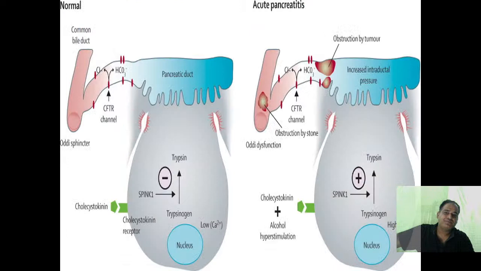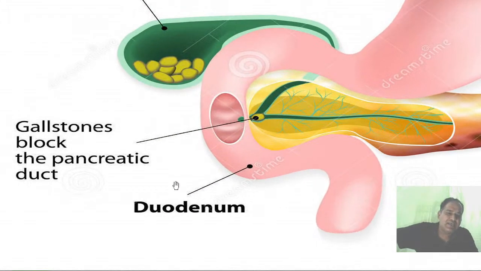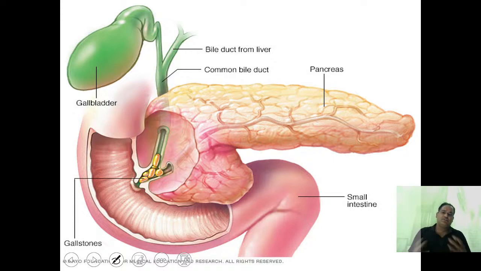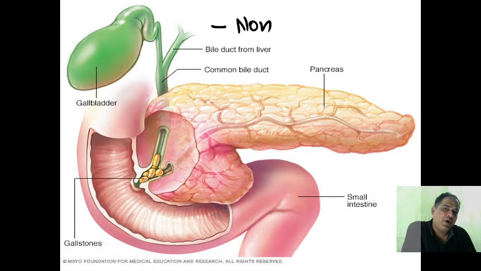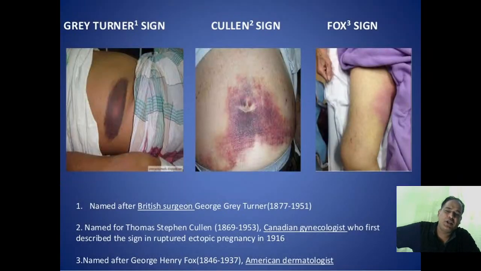The causes of pancreatitis. Fine, so what happens is, because there is obstruction like this, you see, the pancreatic enzymes are activated inside the pancreas. Fine. So they cause severe damage. What is the problem? Problem is that pancreas is a non-encapsulated organ. So the damage will further spread throughout the retroperitoneum, and your patient will develop ecchymosis, bruising.